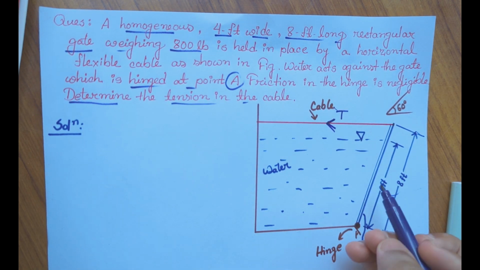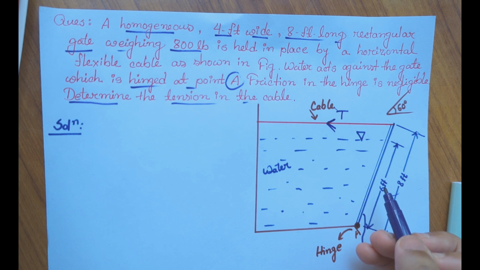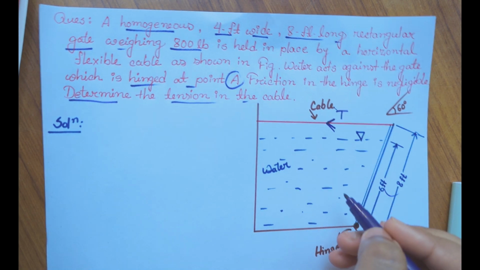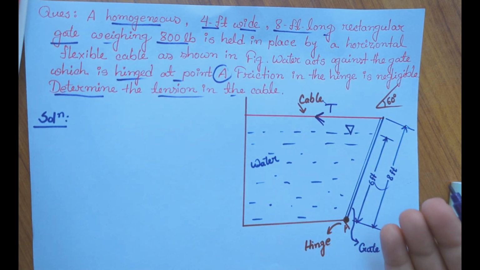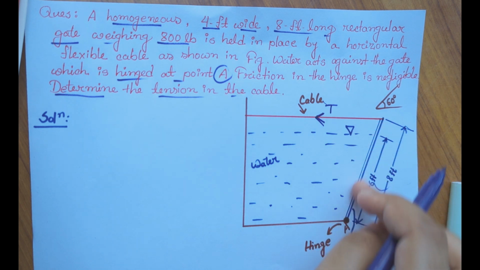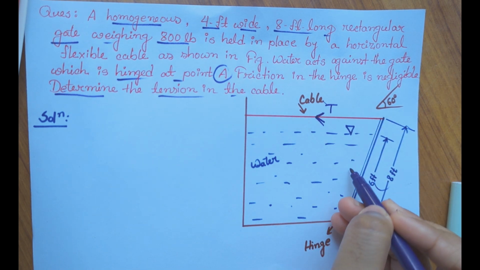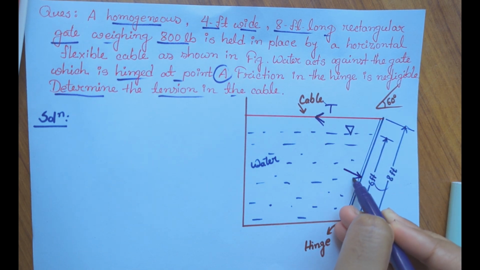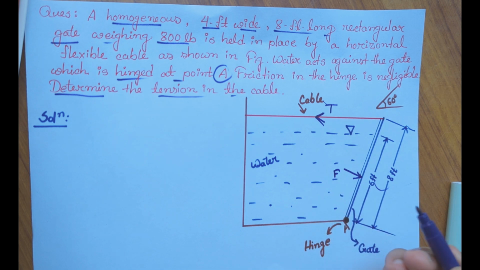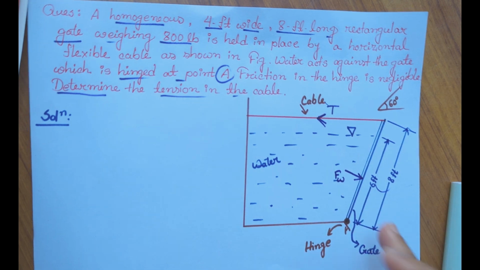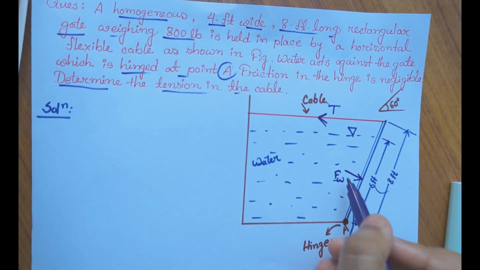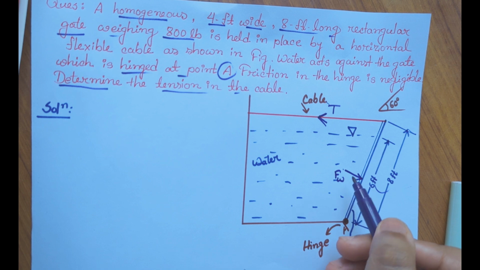At first, let's find out the hydrostatic force. The water surface must apply a force on this gate. Suppose this is our hydrostatic force, Fw, for the water.